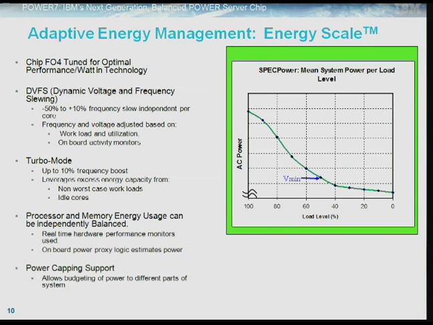Power 7 supports a variety of adaptive power management features to provide excellent scaling of power with workload. First, for a good starting point at 100% utilization, the chip FO4 is tuned for the optimal performance per watt. Then, to provide a nice steep takedown curve, Power 7 supports dynamic voltage and frequency slewing. This is enabled by a small off-chip microprocessor that is built into all Power 7 systems.